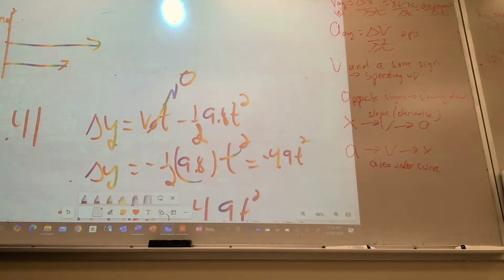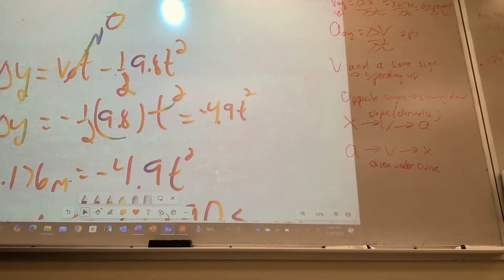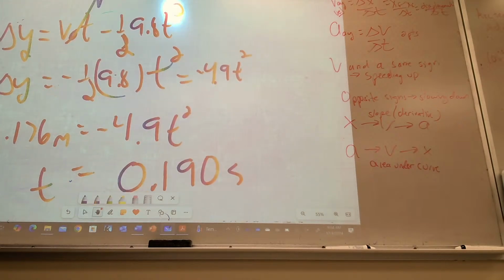We have this. We know the distance it fell is 0.176. We have 1/2 9.8 t squared, which is minus 4.9. You divide down the 4.9, and then you take the square root. You could have, yeah. Thinking, did you get the time? 0.189. Good.